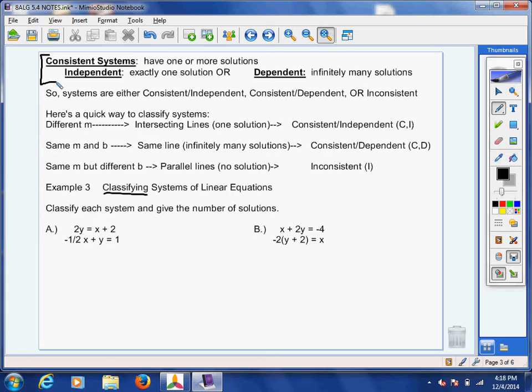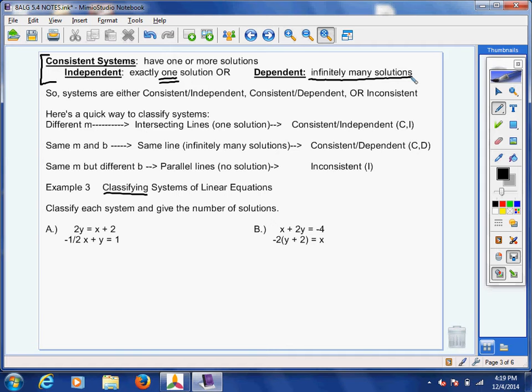Now we can actually break it up into 2 subclasses. Consistent systems could be independent if they have exactly one solution, okay? Or they're dependent because they have infinite solutions. So the ones we did yesterday, I would say, yes, that was a consistent system, but it's dependent because of the number of solutions being infinite, okay? So systems are either consistent/independent, consistent/dependent, or they're just plain old inconsistent, okay?